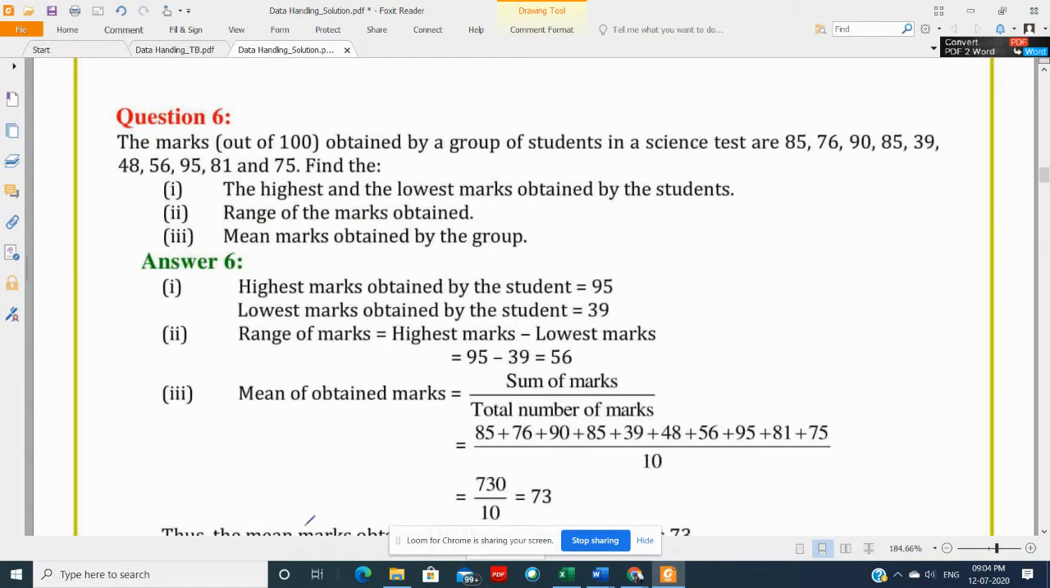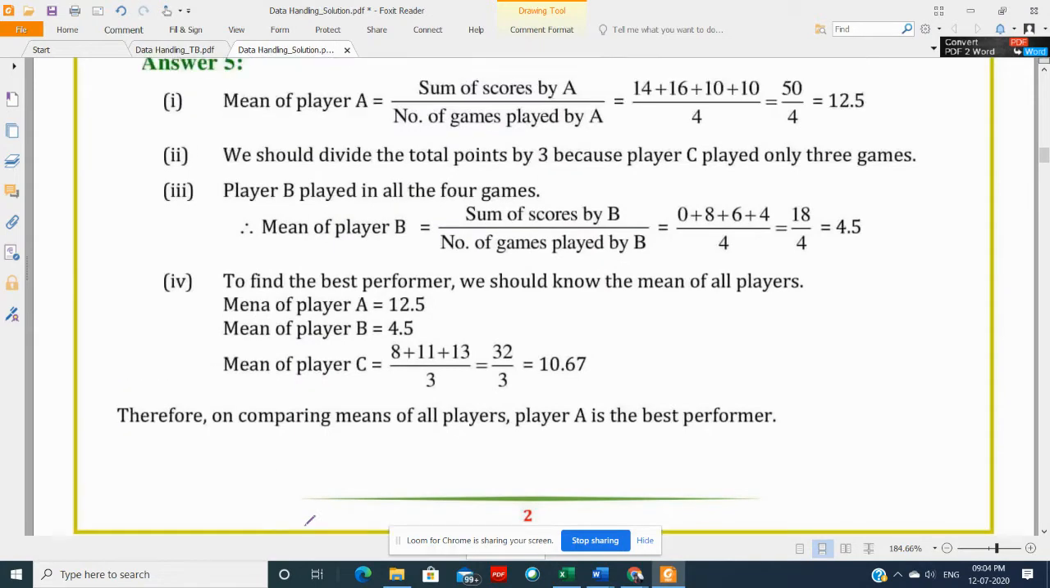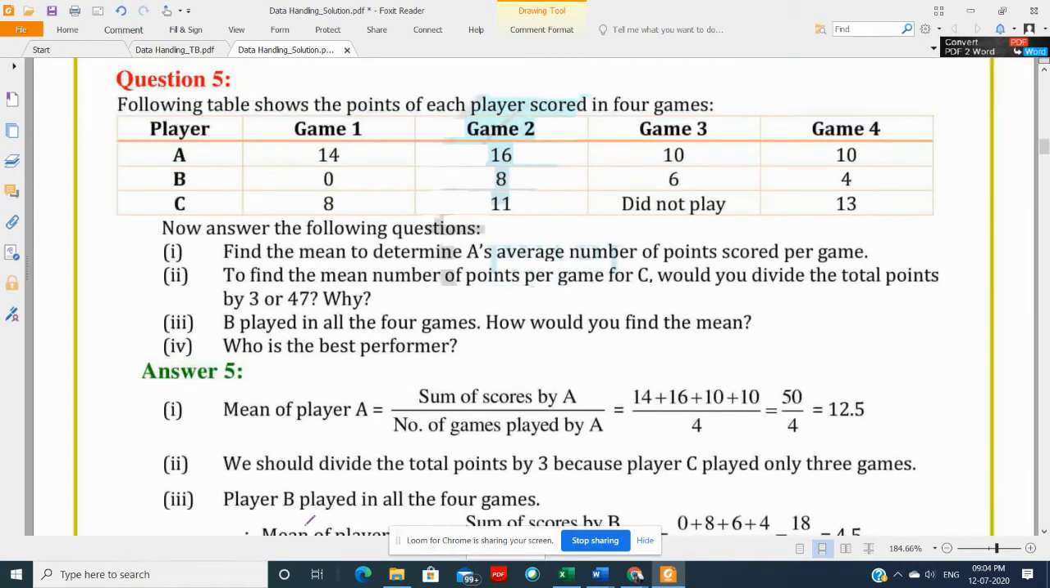Now let's go to the 5th question, because again this is based on the same concept. Okay, let's understand this. The following table shows the points scored by each player. तो ये जो हैं वो points हैं जो कि player ने score किए हैं. ये आपके players हैं, player A, player B, player C. See, it's very important to understand what is given in the question. पहले तो आपको क्वेश्चन देख के उसको ऑब्जर्व करना है और समझना है.